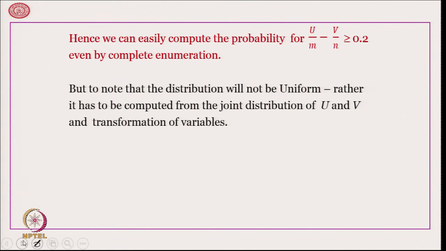That is what we have written, that we can easily compute the probability for u by m minus v by n greater than 0.2, but note that the distribution will not be uniform, because they are coming from binomial distributions. Therefore, they have to be computed from the joint distribution of u and v and transformation of variables, as I have already indicated. As I have said, we are not going to pursue it any further, because it is a weaker test in comparison with the two sample Kolmogorov-Smirnov test. However, we can see that this can give us a quick decision with respect to the null hypothesis, whether they are coming from the same distribution.